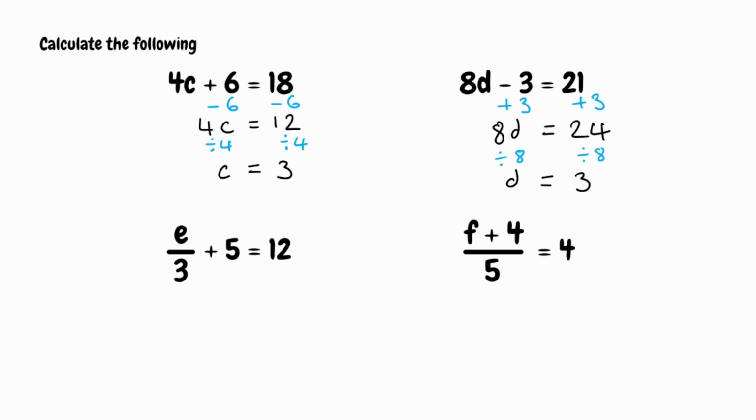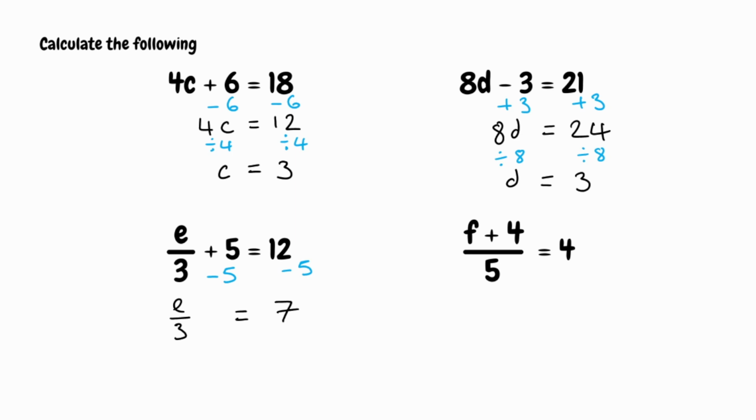Looking at this next question, we've got e divided by 3 plus 5 is equal to 12. So what's happening with this equation? Well, we start with e, we then divide by 3, and then we add 5. So the last thing we do on the left-hand side is to add 5, so that's what we're going to get rid of first. So the opposite of plus 5 is minus 5, so I'm going to minus 5 from the left-hand side, which means I also need to do the same to the right-hand side. So now we're going to be left with e divided by 3 on the left-hand side is equal to, well, if we do 12 take away 5, that's going to give us 7.